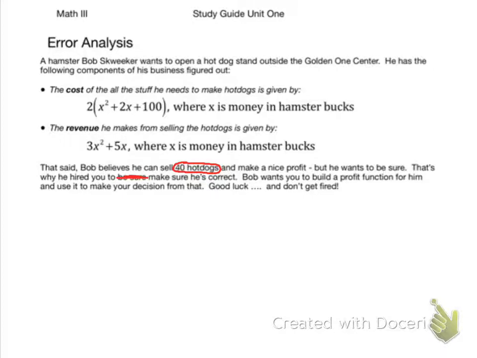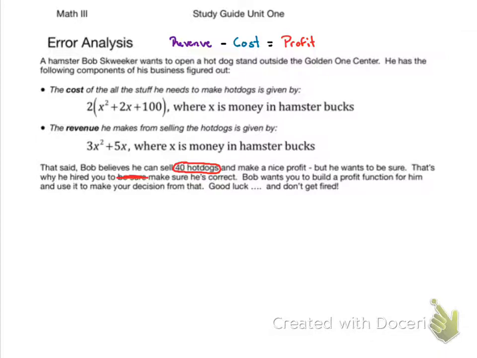So first thing we need to do, we need to figure out how to calculate profit. So profit is when we take the revenue, I'll write this up here, subtract away the cost, and whatever that ends up being, we consider that our profit. Okay. And if you're in business, you want to make sure that you have positive profits because that means that you're making money.